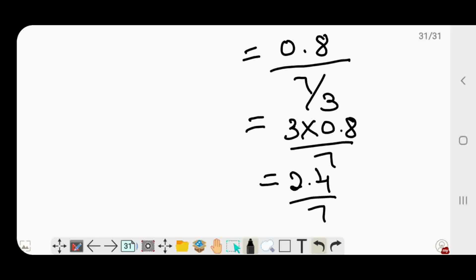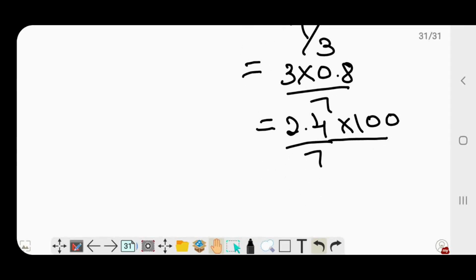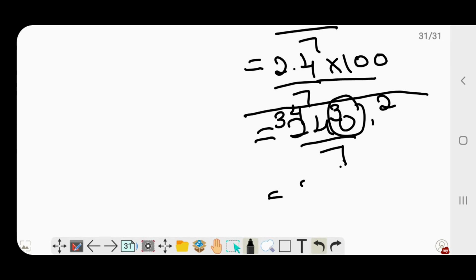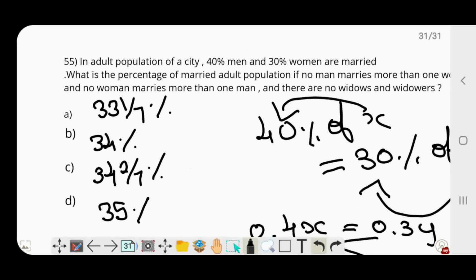So let's work this out. Since we are expressing it in terms of percentage, I'll just multiply it by 100. So then I would get 240 by 7. Let's work out what 240 by 7 is. Okay, 7 3s are 21, so 3 is the remainder. 30 by 7 is 4, so I get 4, and I have 2 as the remainder. So 34 2 by 7 is the answer, which is given in option C. Option C is the right answer.